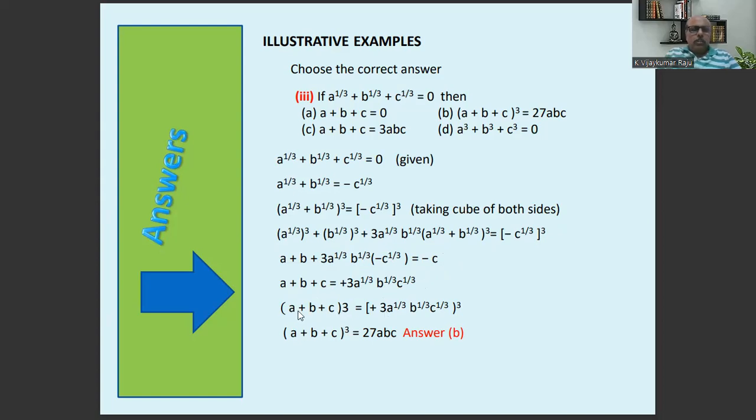Okay. So a plus b plus c, now take the cube of both sides. A plus b plus c whole cube is equal to 3 a raised to 1 by 3, b raised to 1 by 3, c raised to 1 by 3, raised to 3. This 3 power will cancel all those 3s. It becomes 3 cube, which is 27. So a plus b plus c whole cube is 27abc. So your answer is option B.